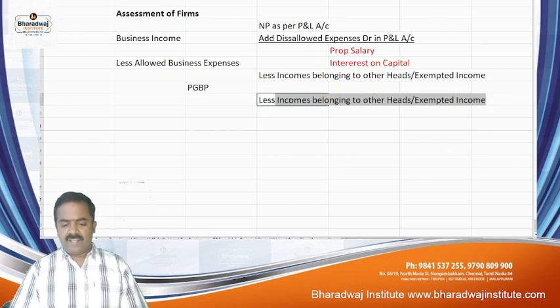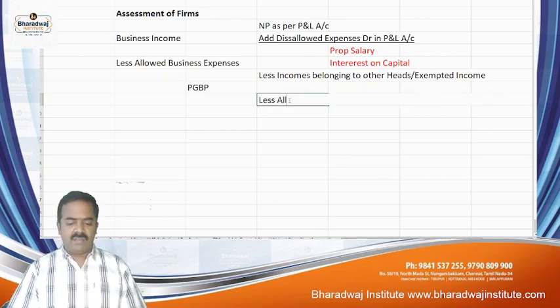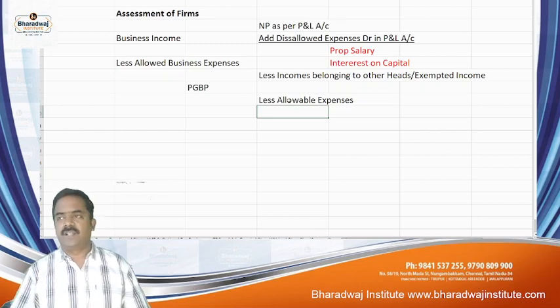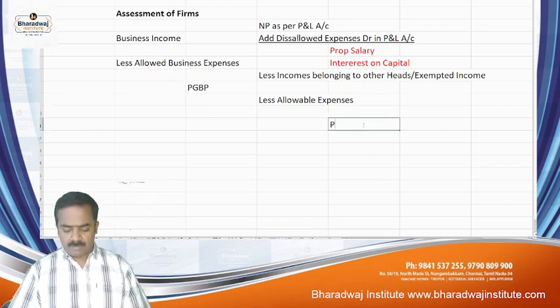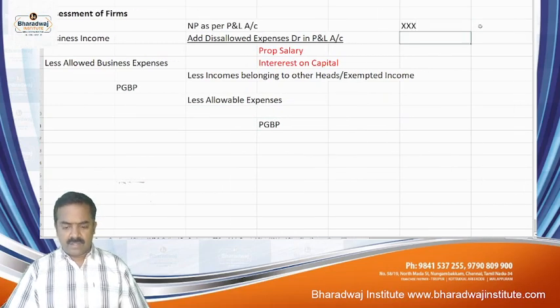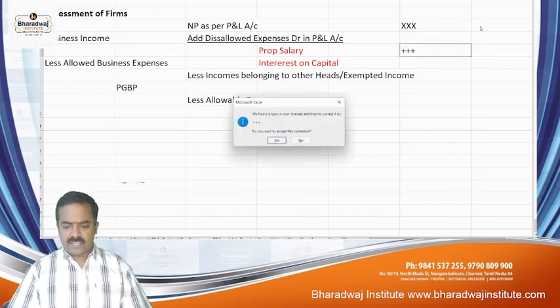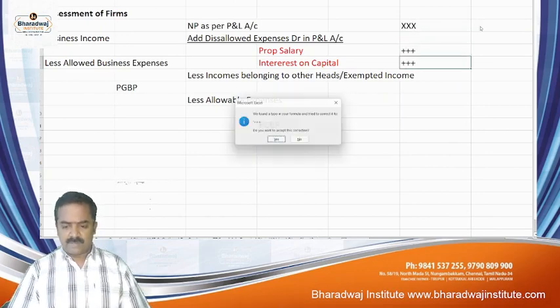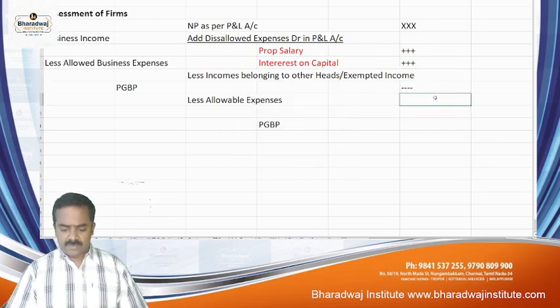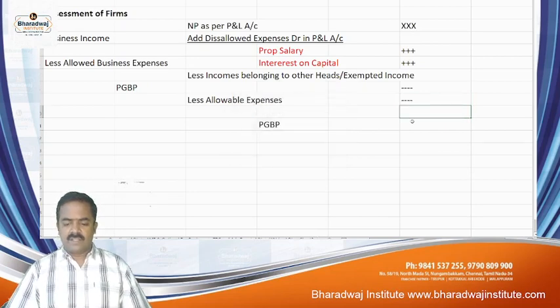Then we will deduct allowable expenses. For example, depreciation allowable we will claim. Scientific research expenditure deduction we will claim. So we will get PGBP. This is what normally we will do. We will take net profit as per P&L account, add back disallowed expenses, then eliminate incomes which are either exempted or belonging to other heads. Then we will get taxable PGBP. This is what we used to do in case of profits and gains from business or profession.